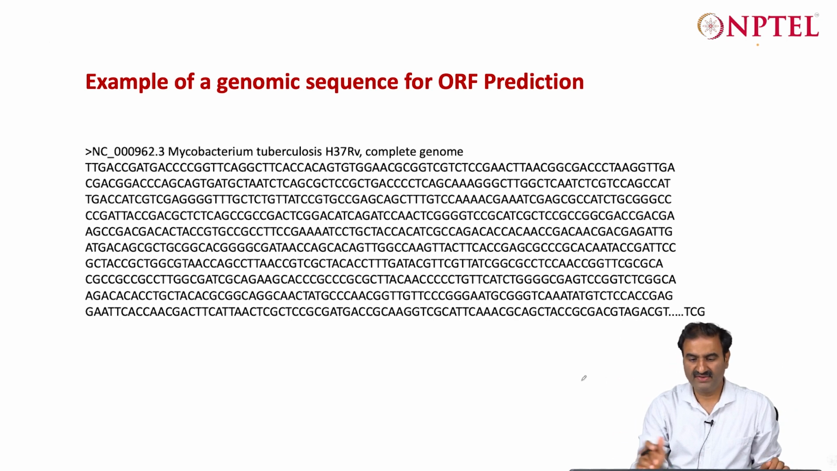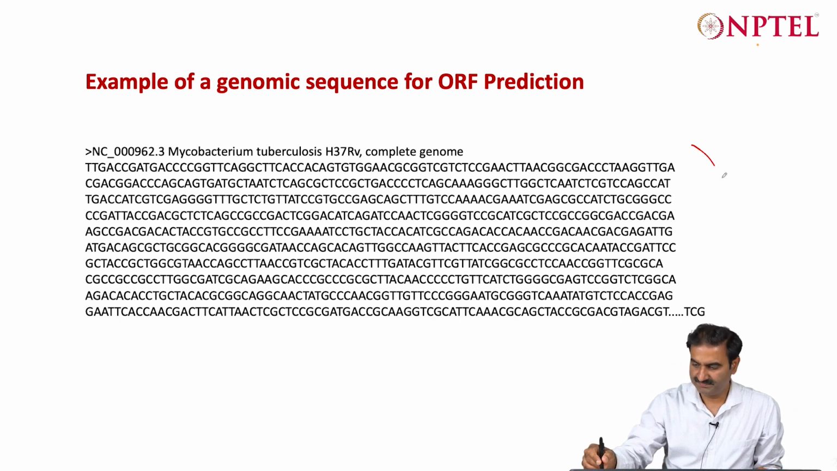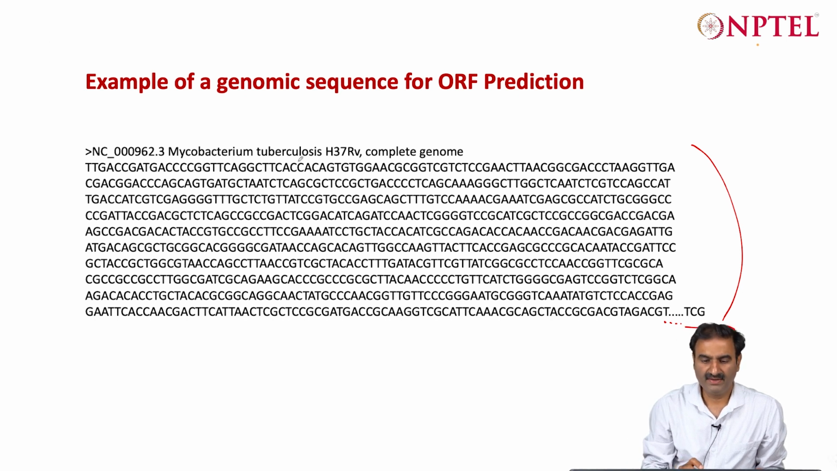So this is, for example, one part of one genome. The dots here mean that it continues further, so it's a long file. It's a Mycobacterium tuberculosis H37Rv genome, and we want to find ORFs in this.